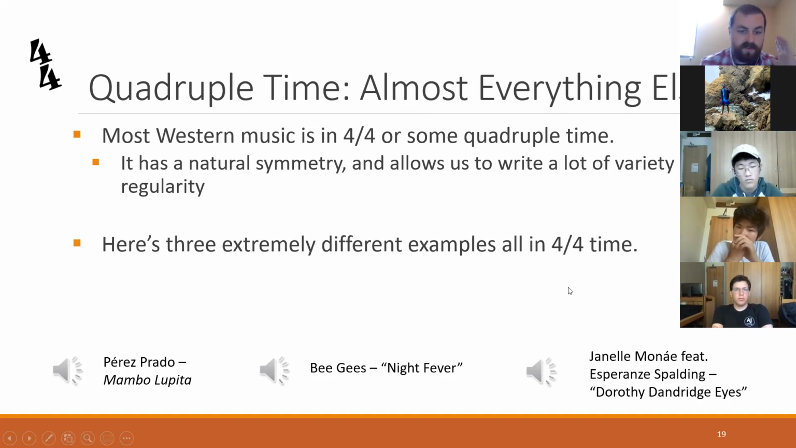So here are 3 extremely different examples, all in 4/4 time. I tried to deliberately pick examples that would be completely different in their sound, in their vibe, in their audience, but they all are in the same time signature.